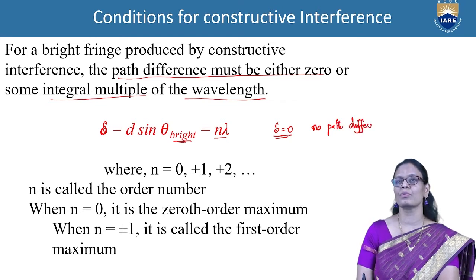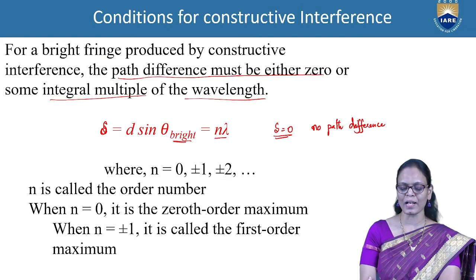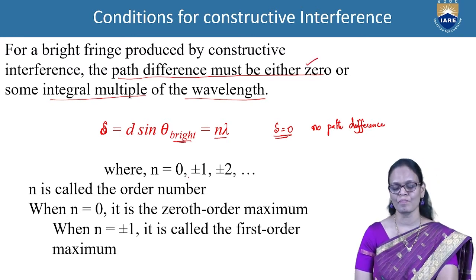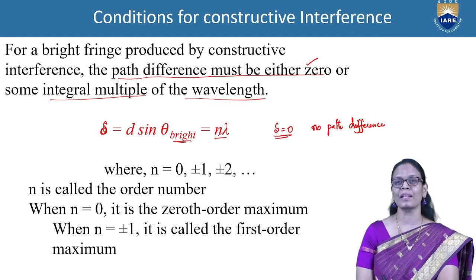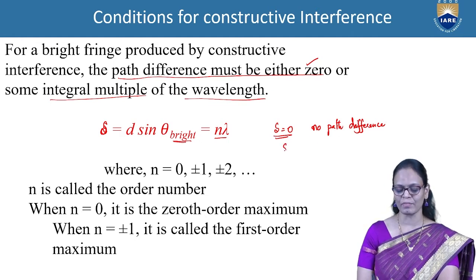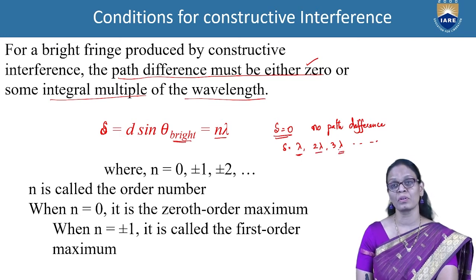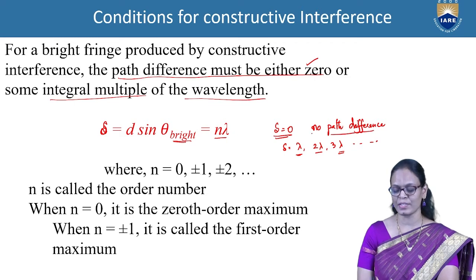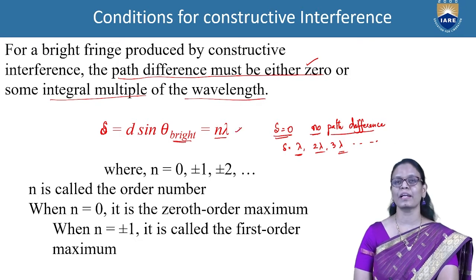There is no path difference. So the path difference must be either 0 or an integral multiple of the wavelength. So we can take n equal to 1, then you will have delta equal to lambda, 2 lambda, 3 lambda and so on. These are integral multiples of lambda, that is the wavelength. So whenever the path difference is 0 or an integral multiple of lambda, you will get a bright fringe.